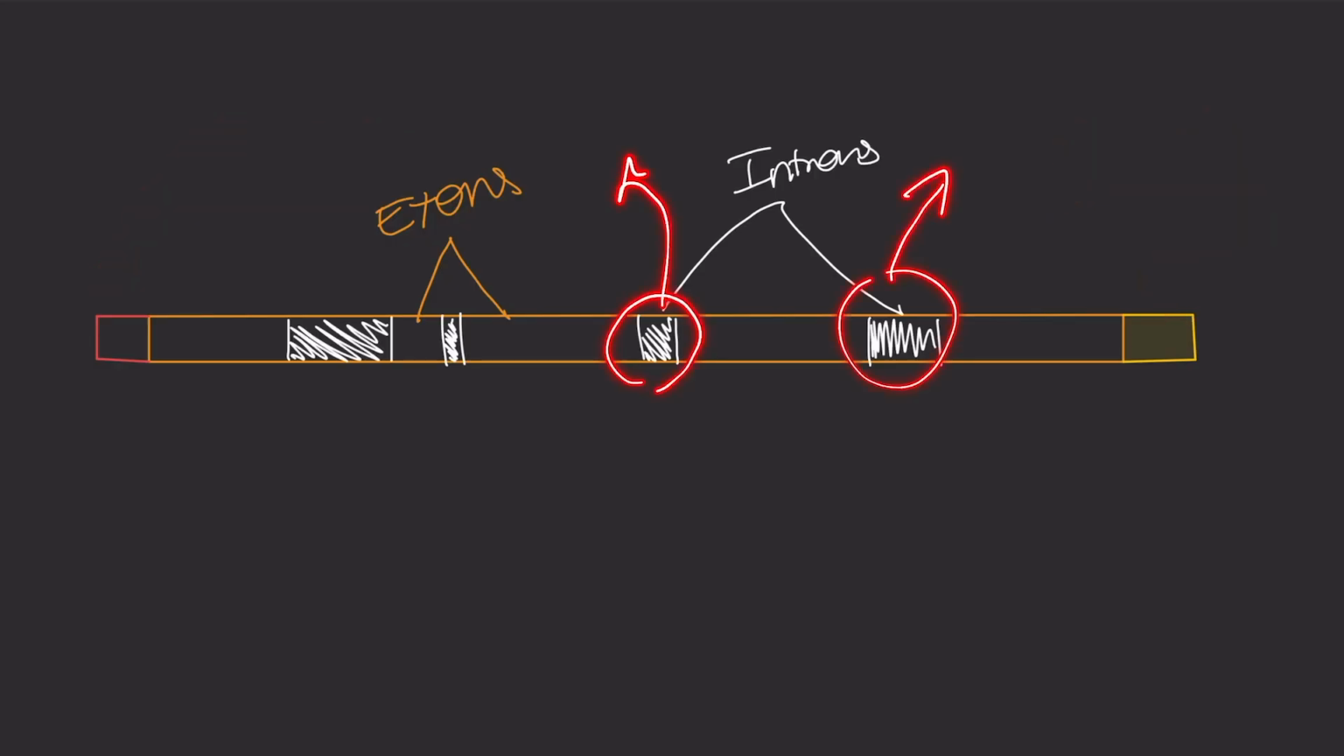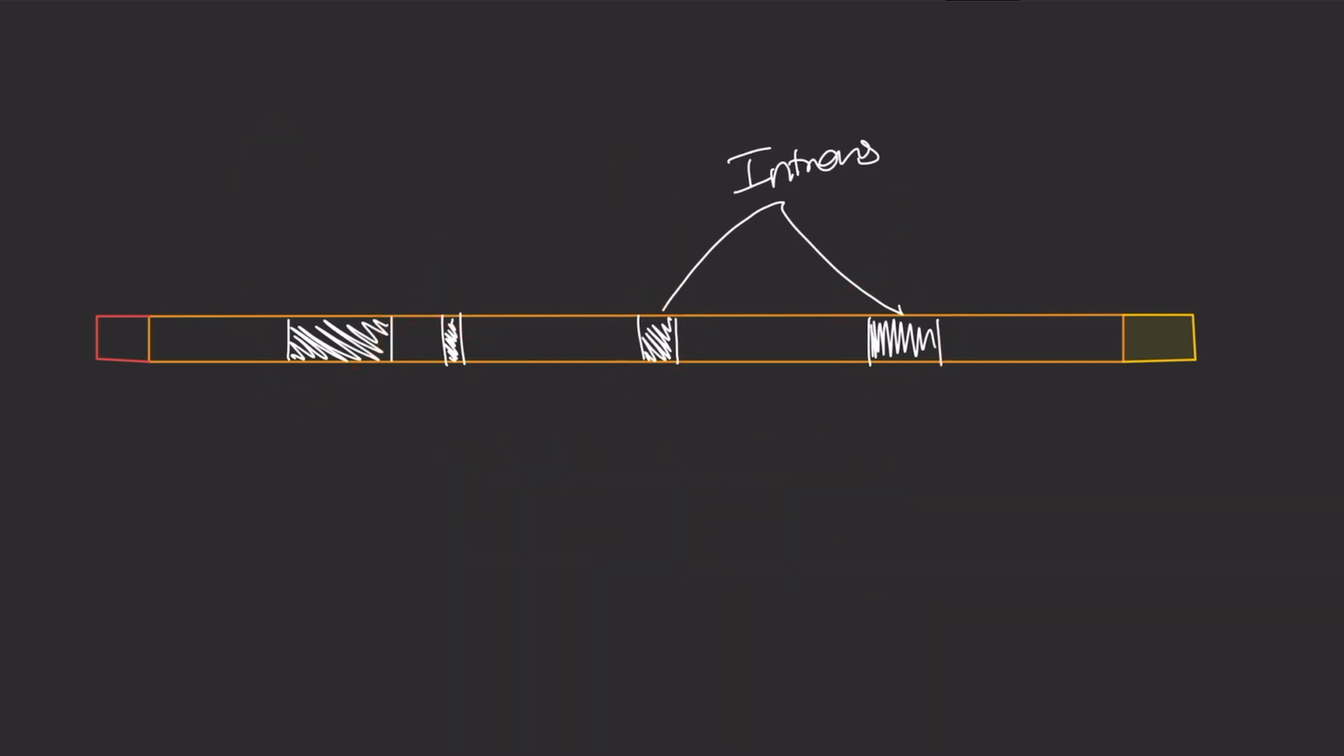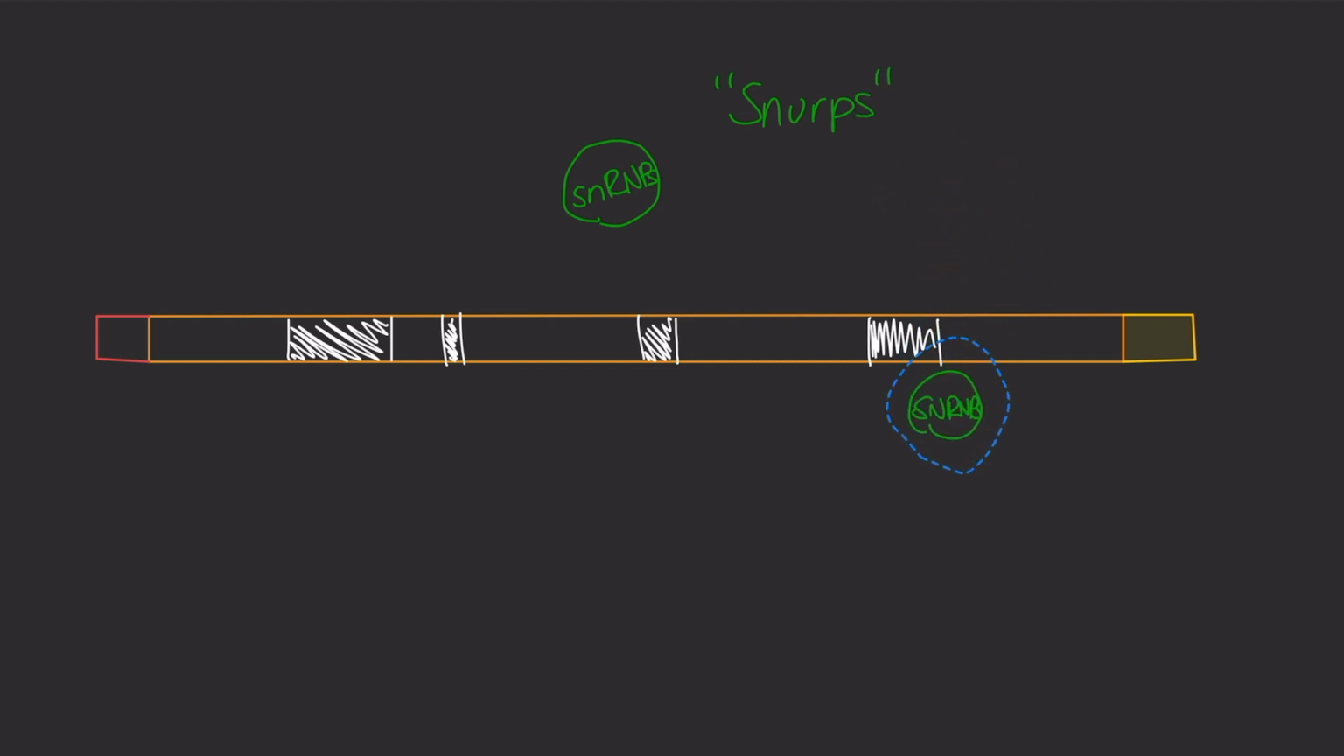The intron sequences are then removed by the process of RNA splicing. The intron-exon junctions are recognized by small nuclear ribonucleoproteins called snRNPs, fondly known as SNRPs. These SNRPs then cluster together, forming a larger complex called a spliceosome, which carries out the removal of the introns.